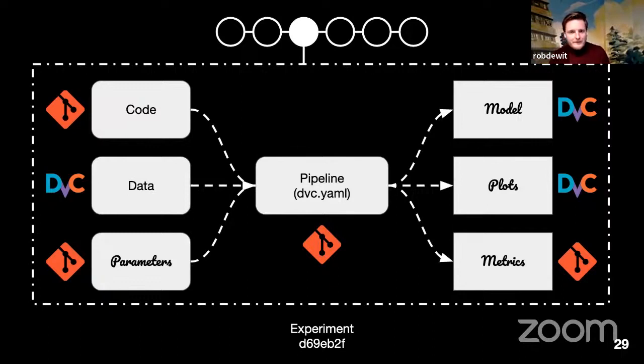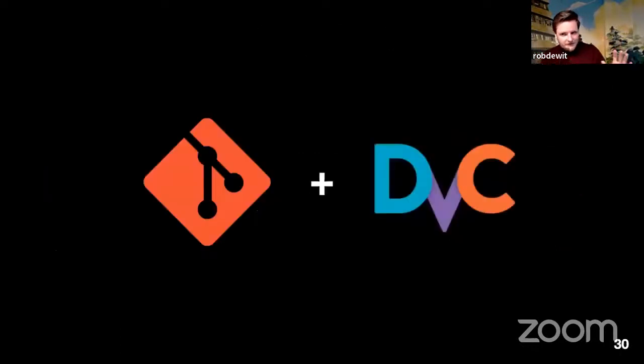So you no longer need to keep track of your experiments on sticky notes to determine which combination of the three inputs resulted in a given model performance. That's the high-level overview of what Git and DVC together can accomplish. And I think we'll spend the remainder of this workshop taking a Jupyter notebook and transforming it into a DVC pipeline.